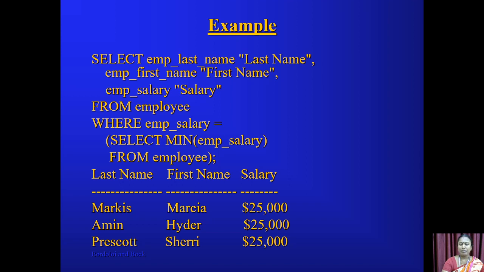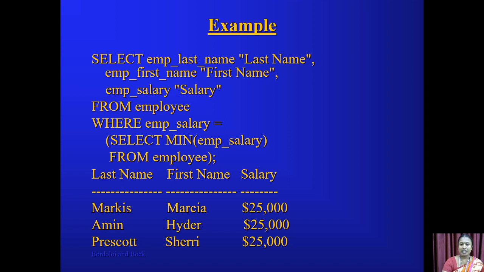In this example, I am going to display the result of last name, first name, salary from the employee table using the subquery constraint: select minimum of EMP_salary from the employee. From the employee table, I can select the minimum value of the salary. That is the only result I am going to get.